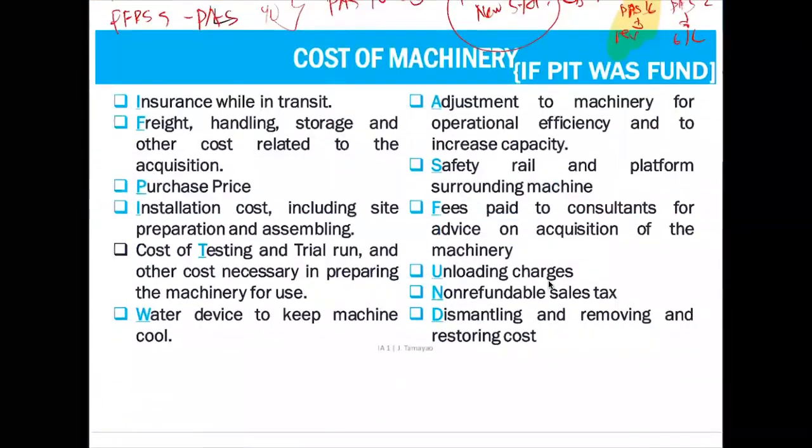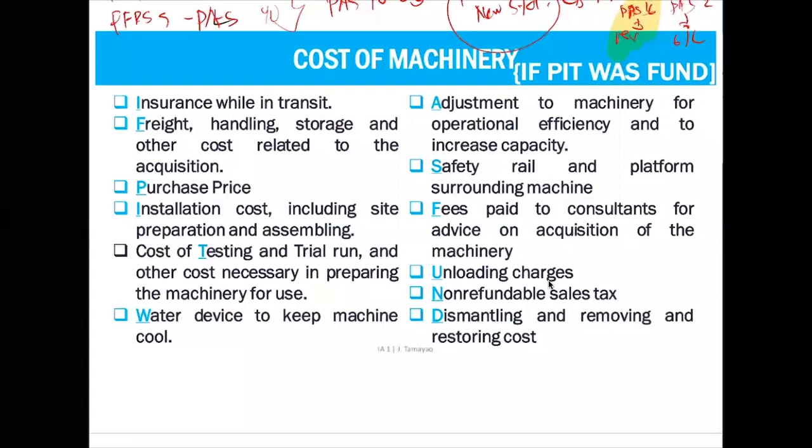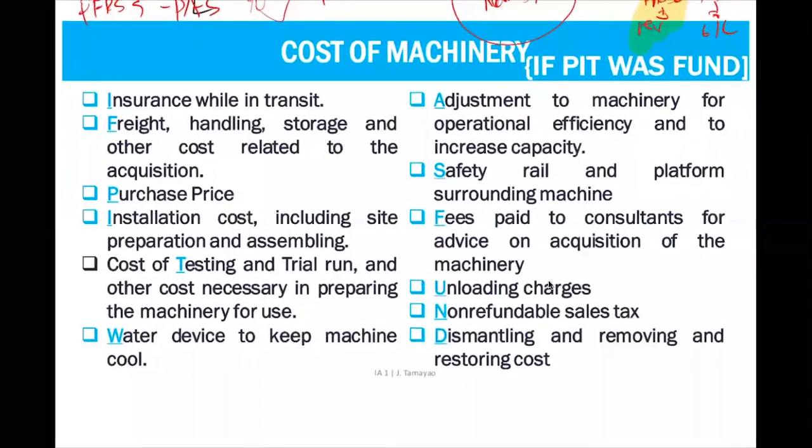Cost of machinery. For your cost of machinery, we have the following items. Our mnemonic here is "IF PIT WAS FUND." Okay? We continue our discussion here in your cost of machinery after your 5-minute break.